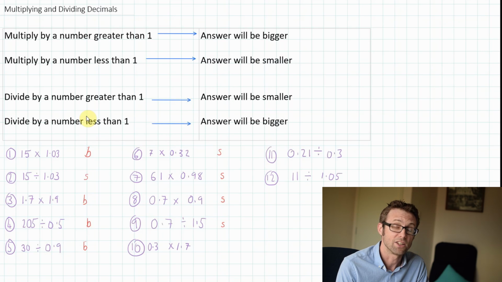Now I am multiplying 0.3 by a number that's bigger than 1, so my answer is going to be bigger than 0.3. Next, I have 0.21 and I'm dividing it by a number that is smaller than 1. So my answer is going to be bigger. Now I'm dividing 11 by a number that is greater than 1. So my answer is going to be smaller than 11.